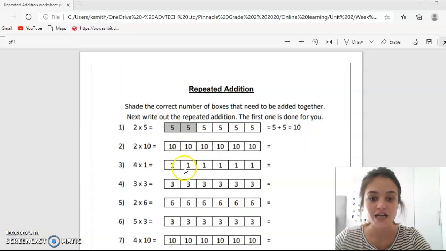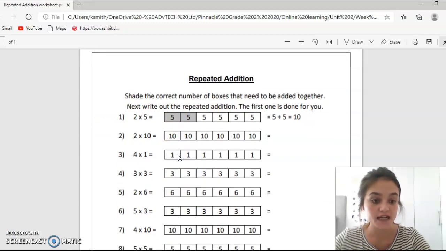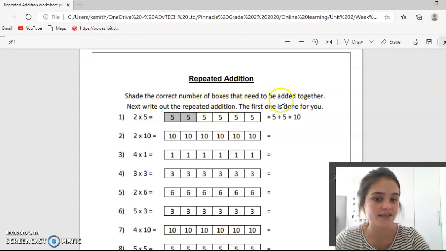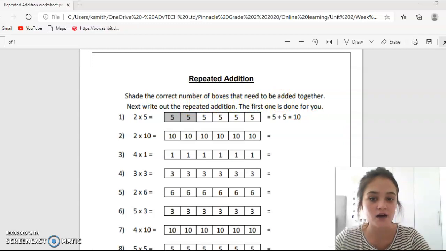Okay, boys and girls, so this is our repeated addition activity for the week. And just like we've done there, it's a little bit different, it's backwards. So the first one says 2 times 5. And if you read the instructions, it says shade the correct number of boxes that need to be added together. Write out the repeated addition. The first one is done for you. 2 times 5. So it's saying that you need to color in 5 twice because we want to add it twice. So 2 times 5.